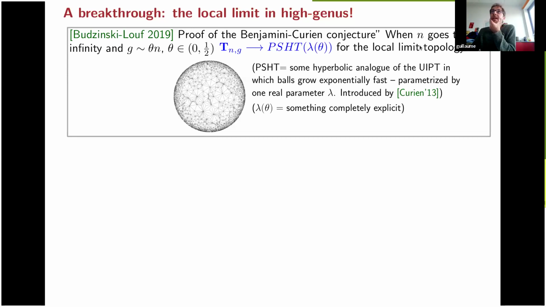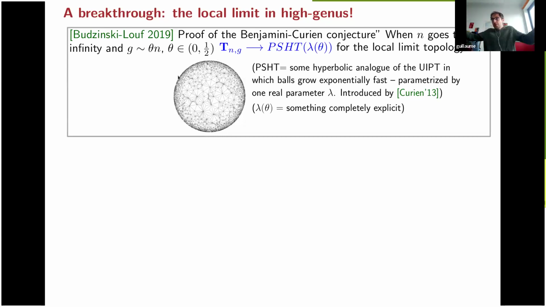It goes like this. You let n go to infinity and g go to infinity as theta times n, where theta is between 0 and 1/2, as I was saying. You look at T_{n,g}, a uniformly random triangulation of size n and genus g. For the local limit topology, it converges to a certain object called the hyperbolic Planar triangulation of parameter lambda. So it looks like this. It's again an infinite triangulation of the plane, except now maybe it makes more sense to draw it as a triangulation of the hyperbolic plane, hence this picture.